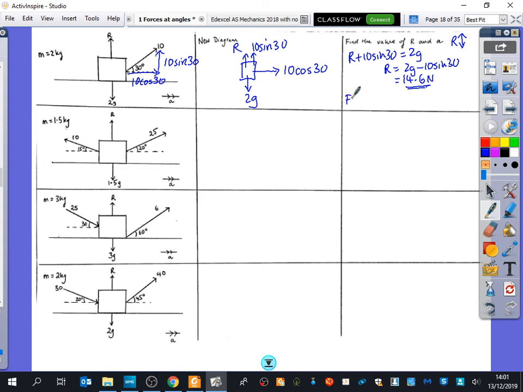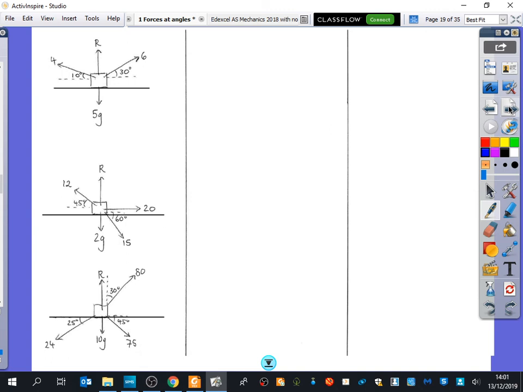We're then going to do F equals ma, going along. There's no resistant force, so it's just 10 cos 30. That's your F equals the mass times the acceleration. So whatever that is when you divide it by 2, and I want them as decimals, okay? So you need to find new diagram, value of R, value of a. After you've done those 3, you've got 3 more that you can try on this page as well, okay? Off you go.